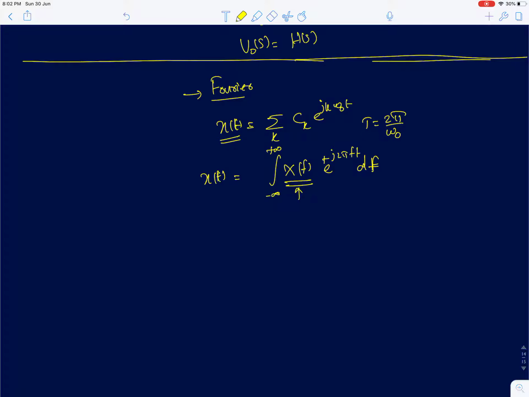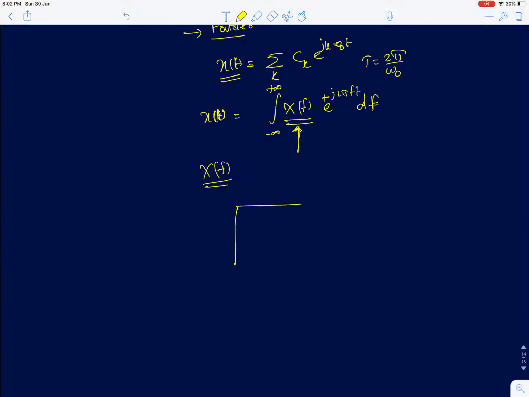And what it tells you is that any signal can be composed as a linear combination, as a function of sinusoids, and x of f is nothing but a set of complex numbers containing amplitudes and phases for different frequencies.